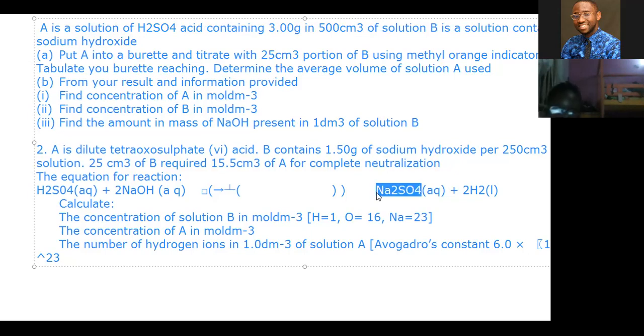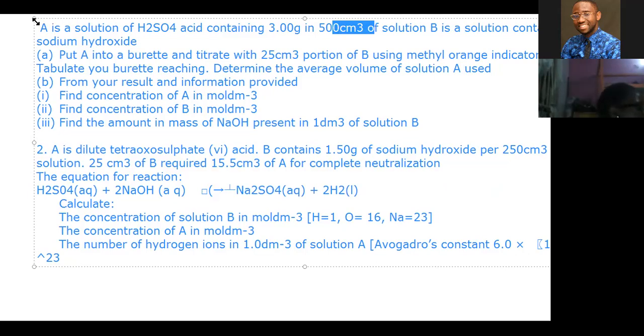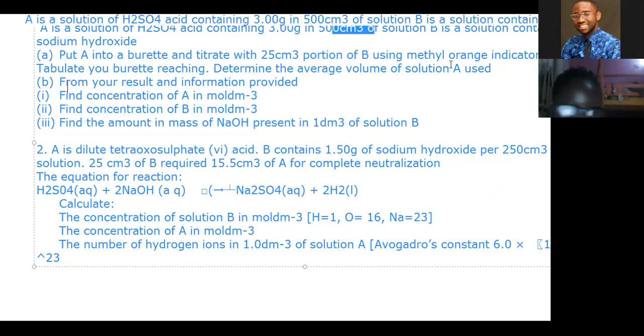Okay, so this is it. Show me what you've done. I would want you to try this so I can be sure you have gained some mastery of these calculations. I would want you to try this out. Keep them coming.